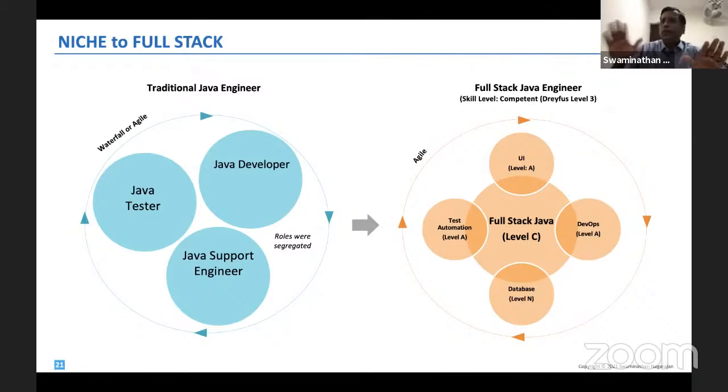Support engineer will not have any work. There could be projects going on. There will be a lot of developers. Now imagine, now it's the full stack Java engineer, right?